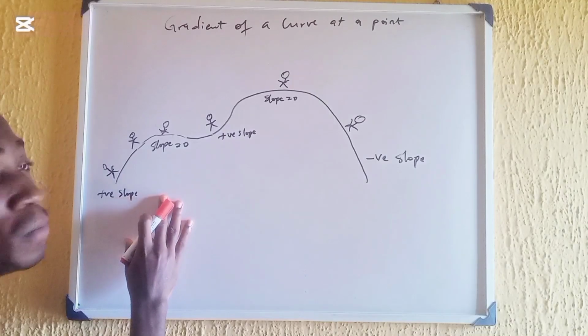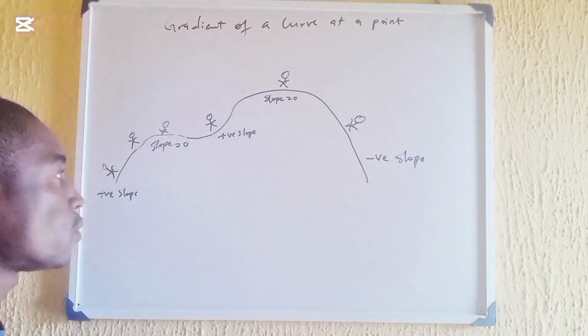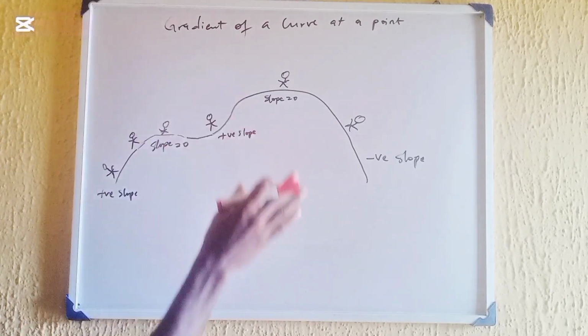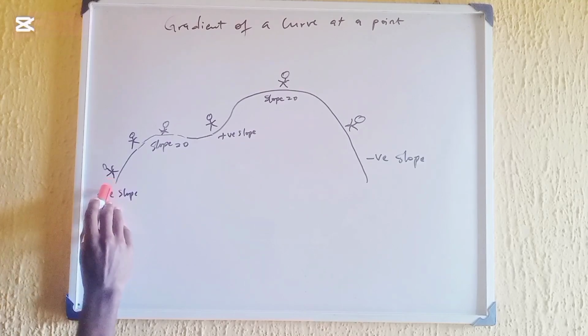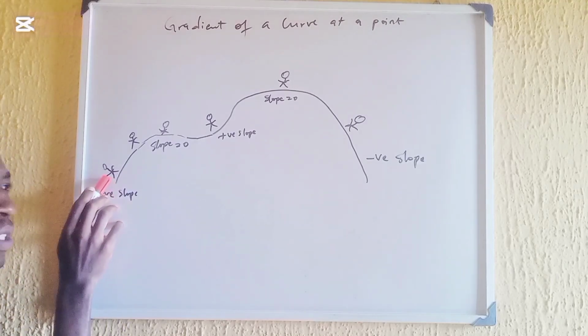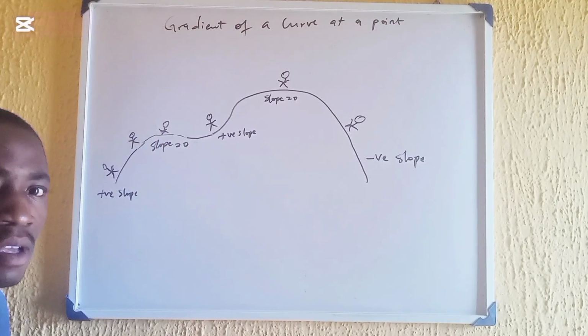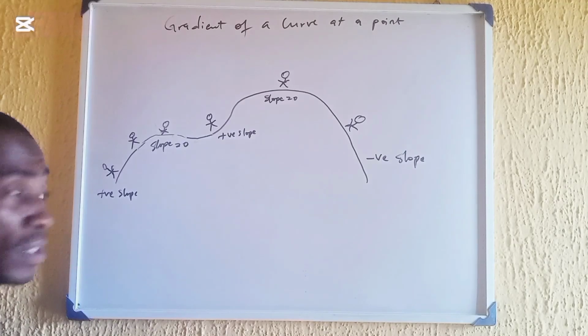Here is a hill. I believe some of us have climbed a hill before. So here is a hill. This is a guy climbing the hill. Now the guy begins his journey here. You will notice that it's as if you are falling backwards. That's to show that the slope is what? Positive, depending on how steep it is.